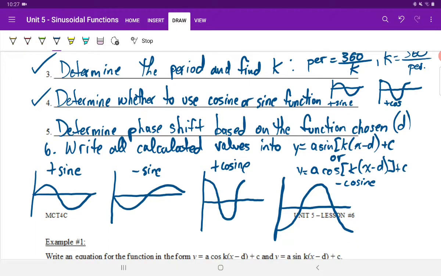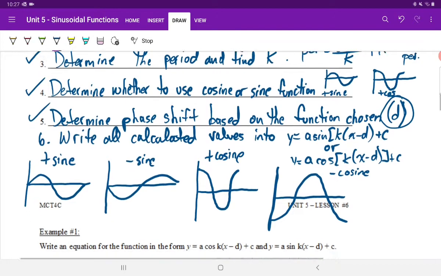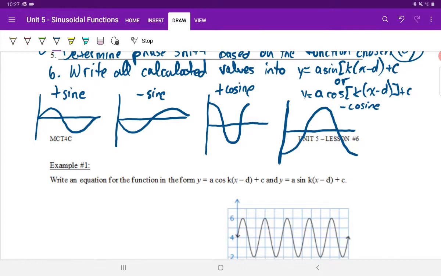Then, depending on whether you chose cosine or sine function, determine your phase shift, left or right, based on the function you chose. That phase shift is your d value in your equation. And then lastly, write out all your calculated values into y equals your sine function or also your cos function. Okay? And here is where I'm going to just quickly discuss what a positive sine curve looks like.